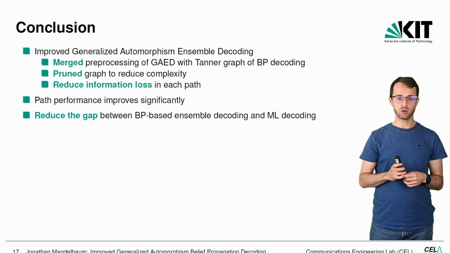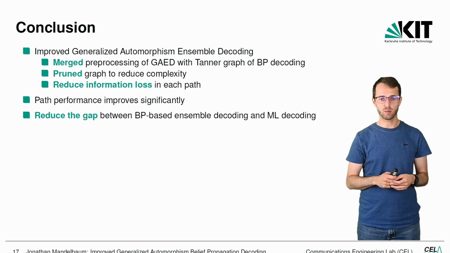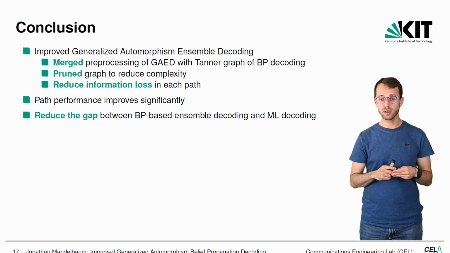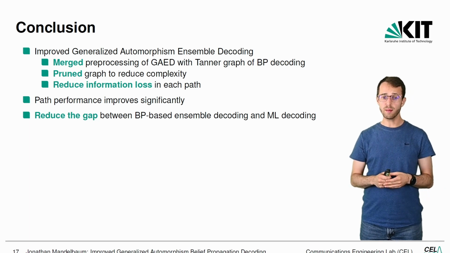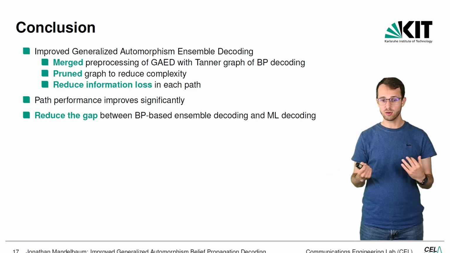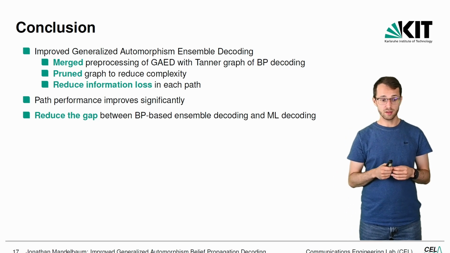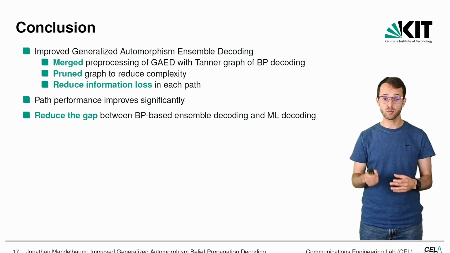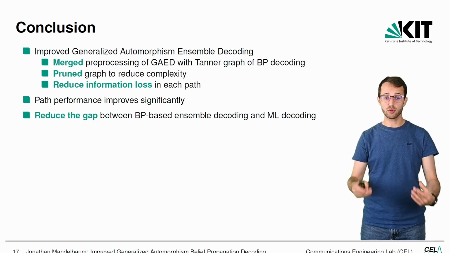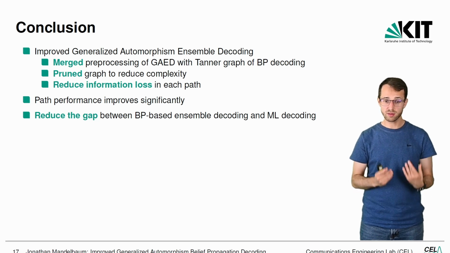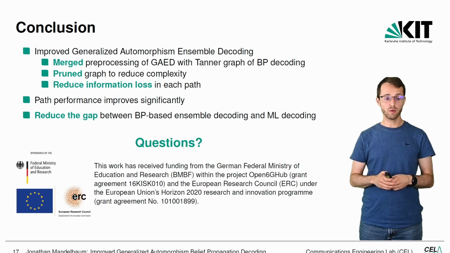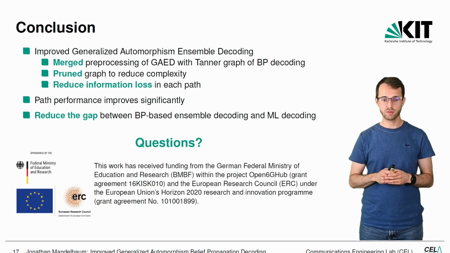This brings me now to my conclusion. We introduced improved generalized automorphism ensemble decoding by merging the preprocessing of the generalized automorphism ensemble decoding with the Tanner graph of BP decoding. Then we performed an additional pruning step on the graph, on the matrices, to reduce the complexity while decoding. This enables us to reduce the information loss in each path. Therefore, the path performance can be improved significantly, but also typically we are able to reduce the gap between BP-based ensemble decoding and MLD.